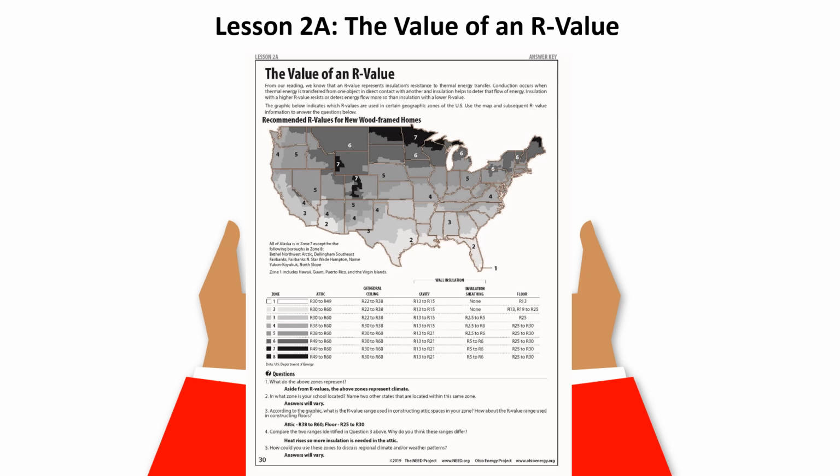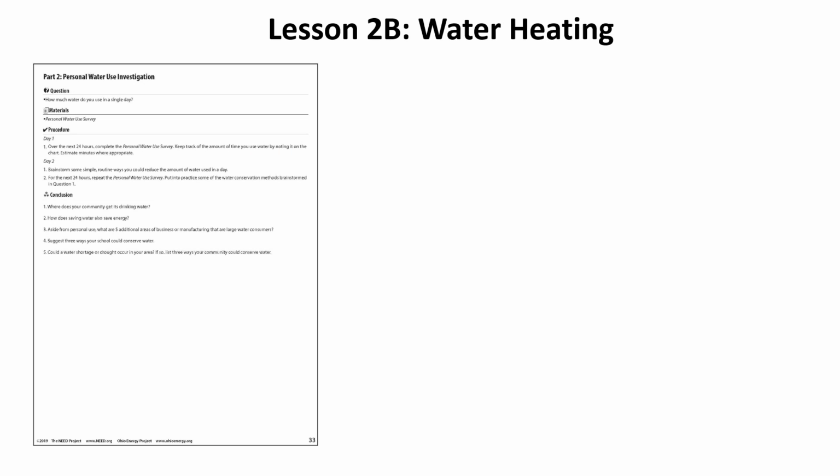An additional activity from Lesson 2A is called the value of an R value. Students will use the map on page 30 to answer questions on the recommended R values for new wood-framed homes. R value is a measure of how well a two-dimensional barrier, such as a layer of insulation, a window, or a complete wall or ceiling, resists the flow of heat. Lesson 2B explores water and how it's treated, used, and transported.